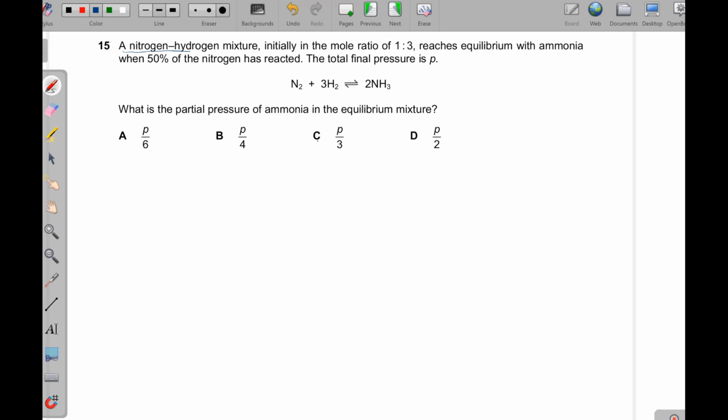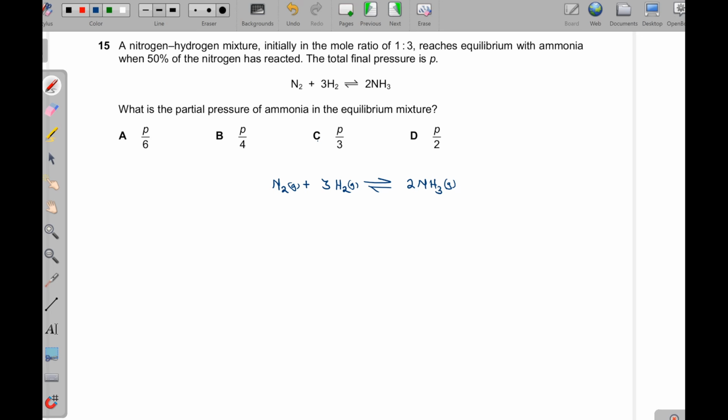Question 15. A nitrogen-hydrogen mixture, initially in the mole ratio 1:3, reaches equilibrium with ammonia when 50% of the nitrogen has reacted. The total final pressure is P. What is the partial pressure of ammonia in the equilibrium mixture? Okay, this is what we are going to have. First of all, you have nitrogen here reacting with hydrogen to give us ammonia. All of these ones are gaseous. Okay, that's why we are dealing with partial pressures.